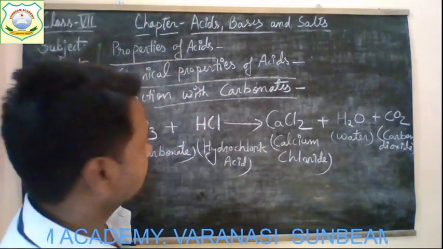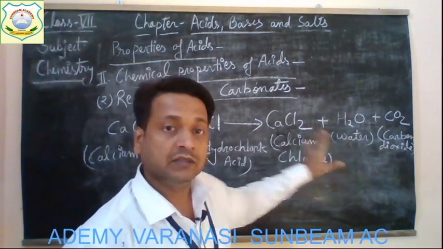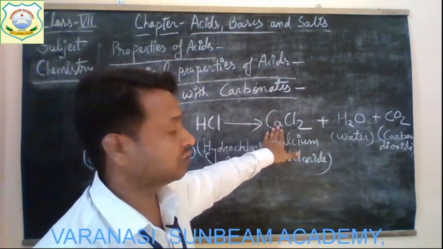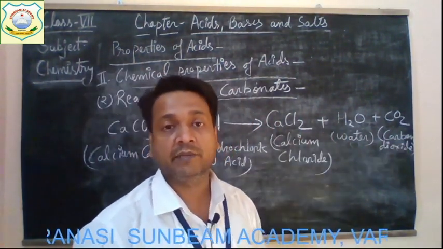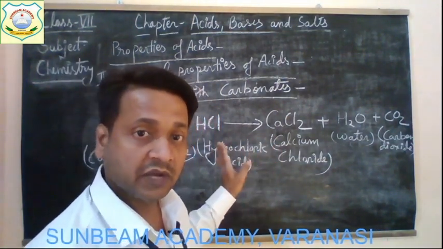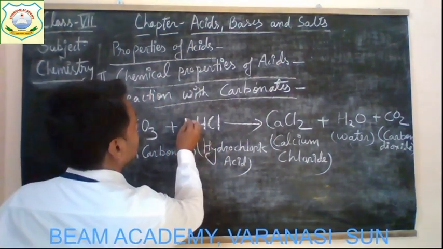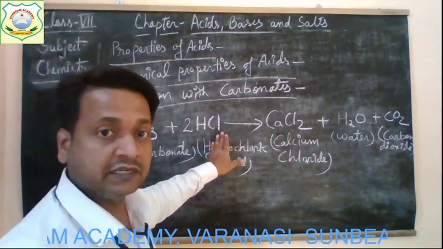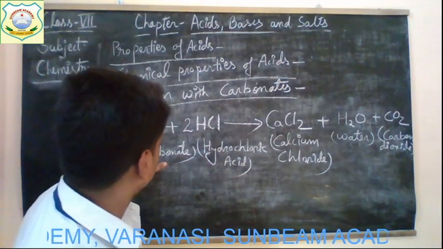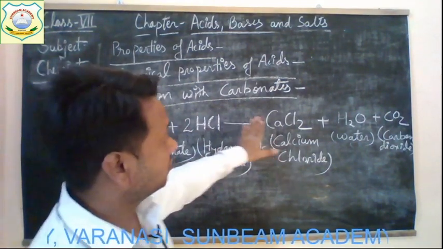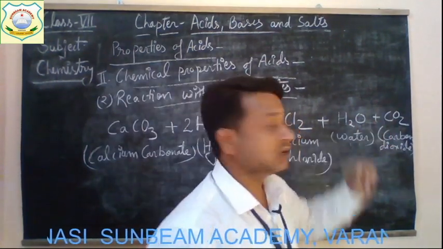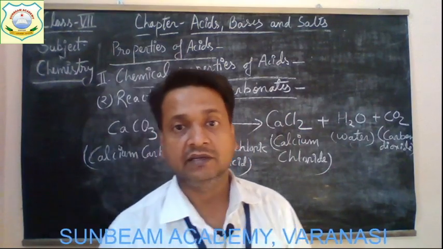Alright children, so this is the chemical reaction when calcium carbonate reacts with hydrochloric acid. It forms calcium chloride, water, and carbon dioxide. Children, this reaction is not balanced this time. For balancing it, we will increase the molecules of hydrochloric acid. So, when two molecules of hydrochloric acid react with one molecule of calcium carbonate, it forms one molecule of calcium chloride, one molecule of water, and one molecule of carbon dioxide.